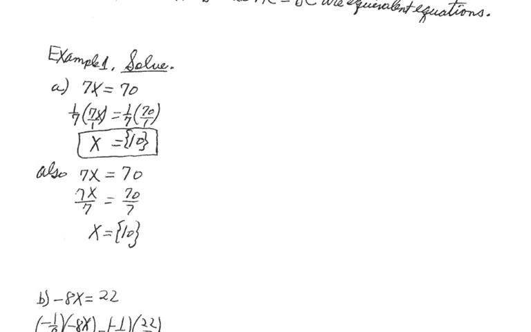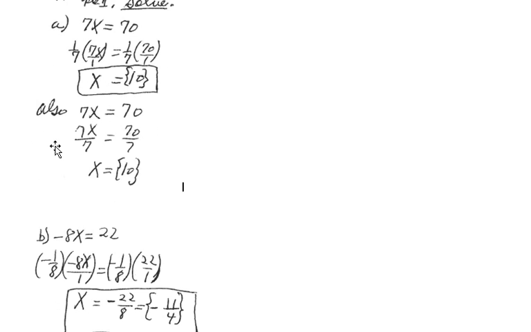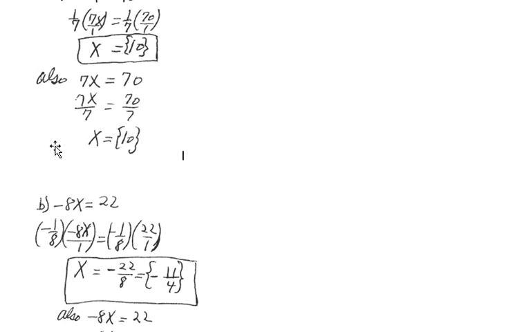Example 1. Solve. Part A. 7x equals 70. First of all, the multiplication property of equality says that we can either multiply both sides of this equation by 1/7, or we can divide both sides by 7. In this case, we're going to work it both ways, and then you can choose which way you prefer.